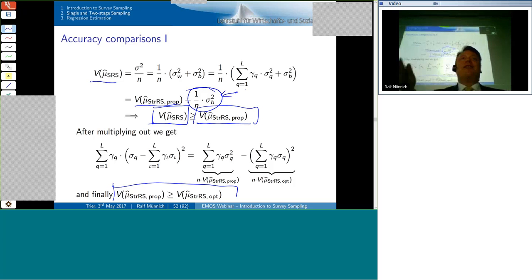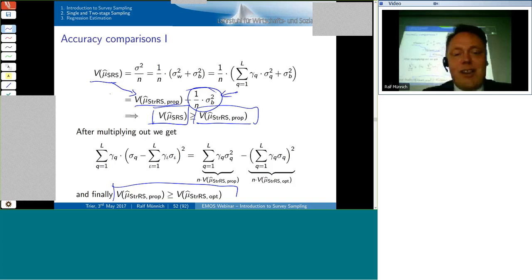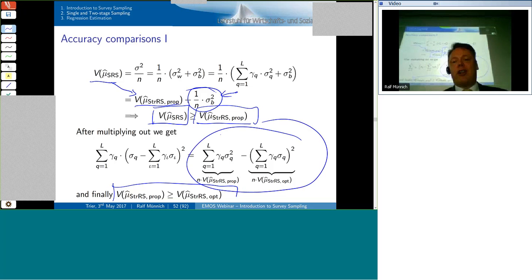So the higher the variation of the means is, the higher is the gain of efficiency going from classical simple random sampling to proportional allocation. And if you look then at the second term, you see here the difference between proportional and optimal allocation is set by this term here.